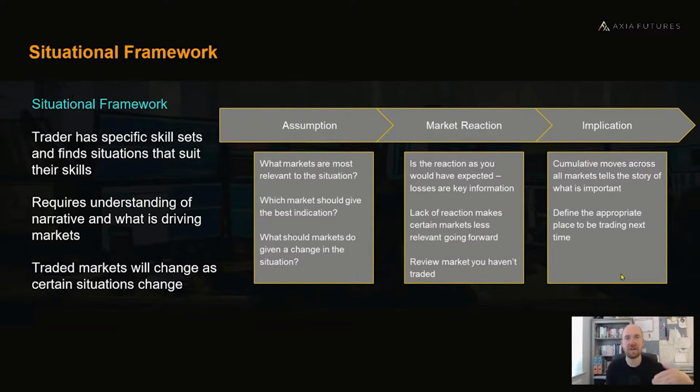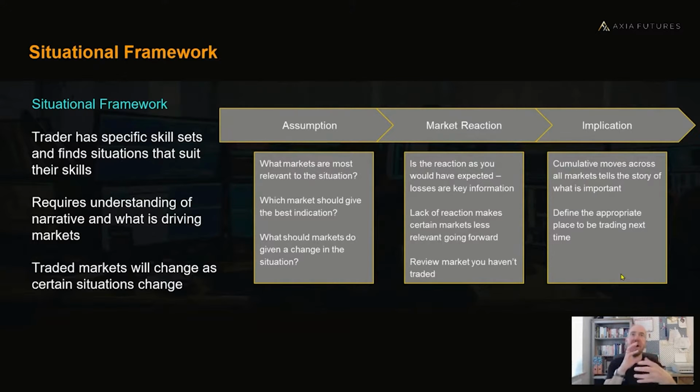You can then compare this to the market's reaction. The market reacts in a certain way, and now you know whether your assumption was right. From that, you can look at the implication: what does this mean for your next trade? And when I say that, it's very, very short. That's something that can happen over the course of half an hour. You can change, and then you can shift to certain skill sets.